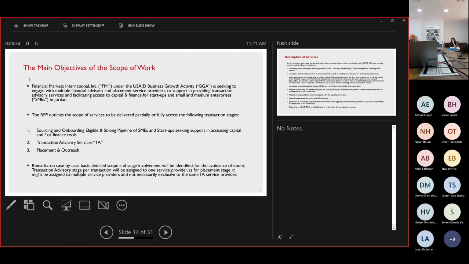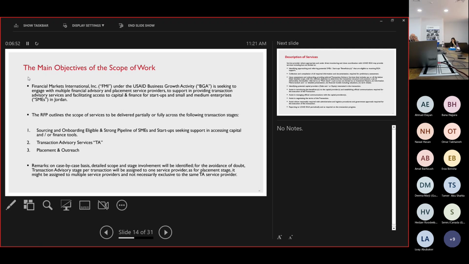Sourcing and onboarding eligible SMEs and startups. We are looking to find SMEs and startups who are looking to raise growth capital, expand their operations, and contribute to the growth of the Jordanian economy.